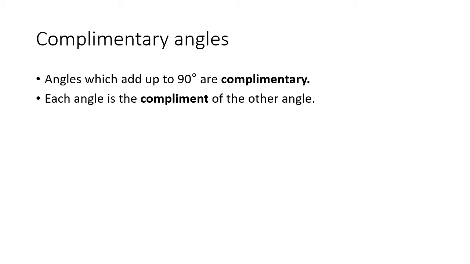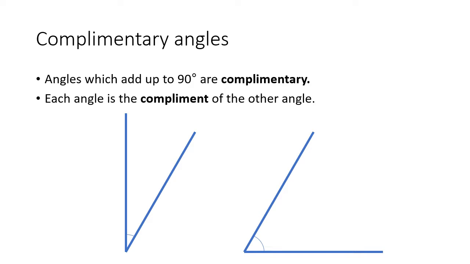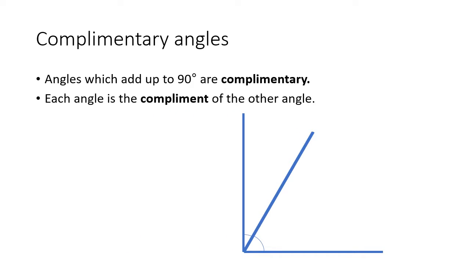Another idea that we need to think about is complementary angles. So angles which add up to 90 degrees are complementary. Another way of describing this is that each angle is the complement of the other angle. So here's one angle, here's a second angle. We can bring those together and see that they are complementary because they add up to form a right angle, which would be here. And let's say this angle here was 60 degrees, then this angle here would be 30 degrees because they both have to add up to 90.